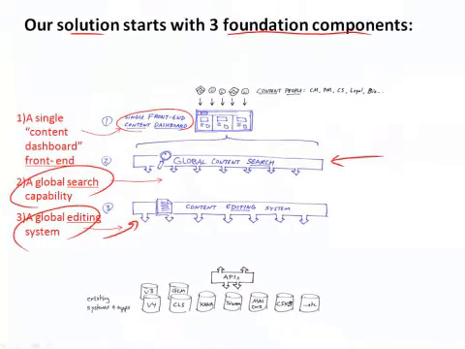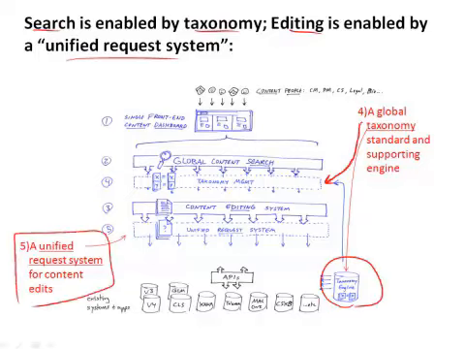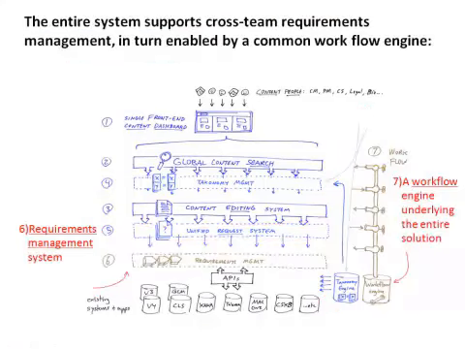Those are the beginnings. Let's go add on something else. Search is enabled by the taxonomy. Editing is enabled by a unified request system. So now what we've done is we've added in 2 more layers. Layer number 4, which is our global taxonomy, supported by a taxonomy engine, and 5 is our unified request system, which has a basic set of standard templates so that anyone requesting a new type of content can use the same forms to do it.